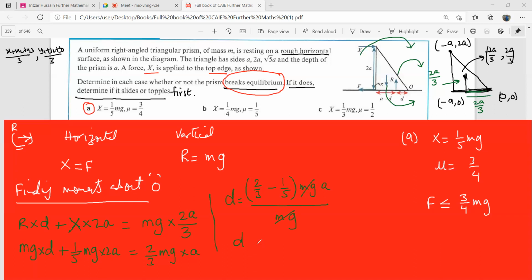Is this d equal to 0? Is this equal to 0? No. No. That means it is not going to topple when your x is equal to 1 over 5.